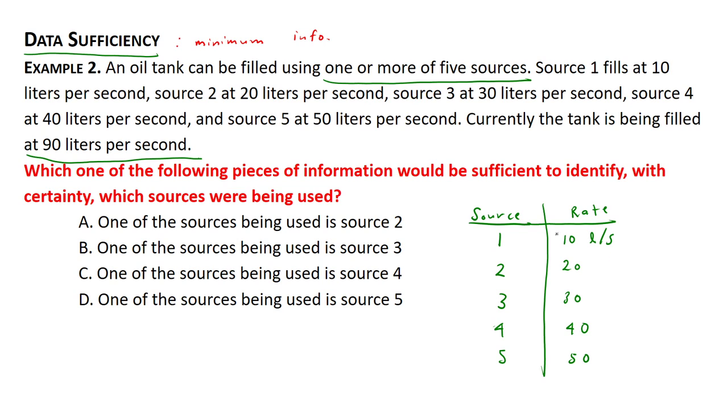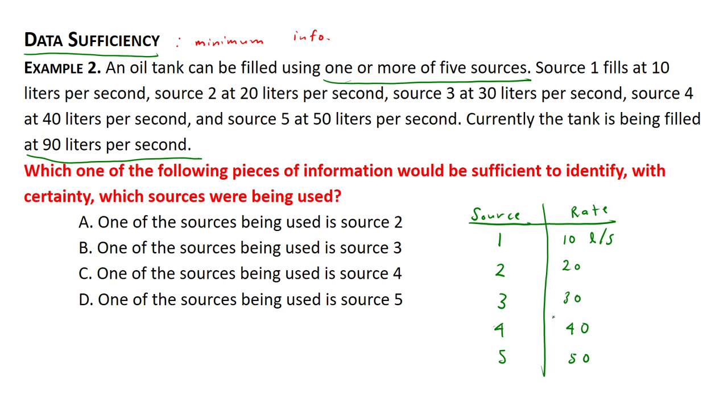So first, let us make sure we understand the problem. Of the 5 sources, we should be using at least one or more. What will give us a total of 90 liters per second? So pause the video and think about it.